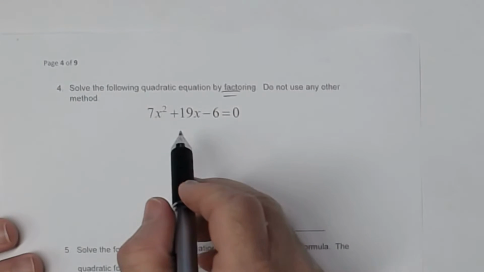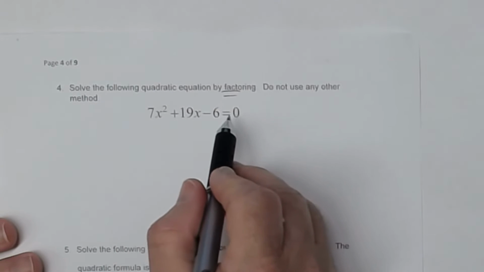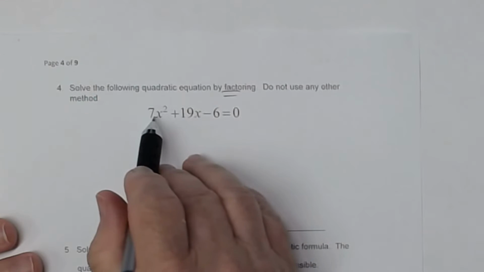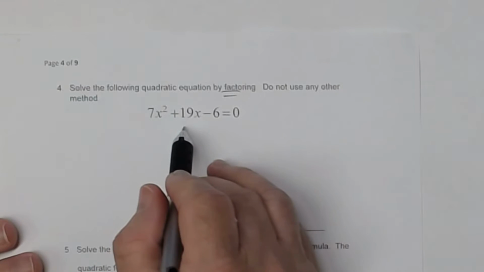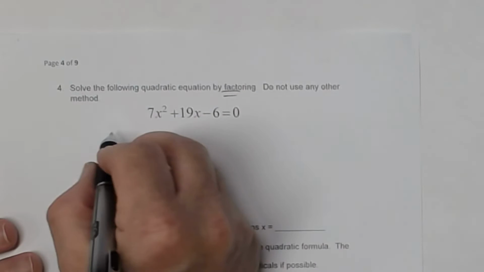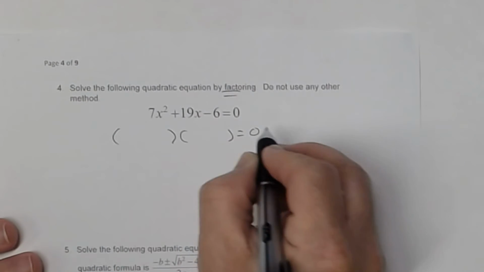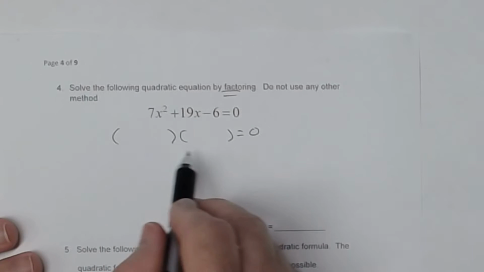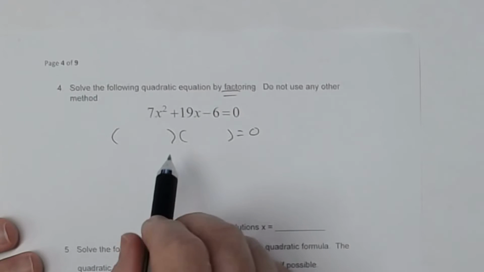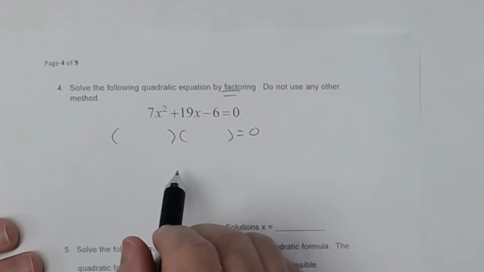All right, so I have this quadratic equation here. It's in standard form. I have 0 on the other side. And the GCF of those three terms is 1. So since the GCF is 1, I'm just going to go ahead and factor it as a product of two binomials. Just make sure you say equals 0 because each thing you write has to be equivalent. So everything you write mathematically has to be correct.